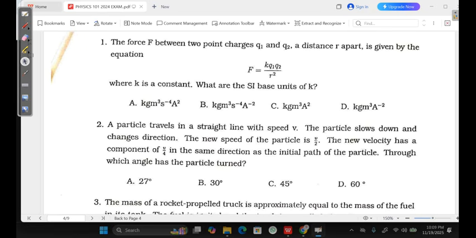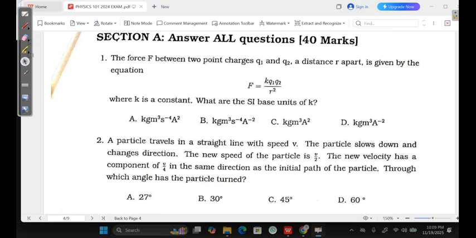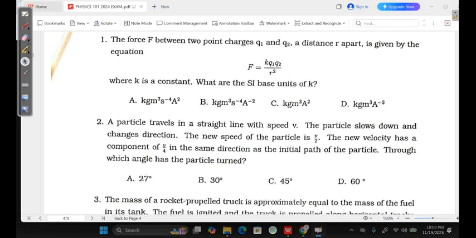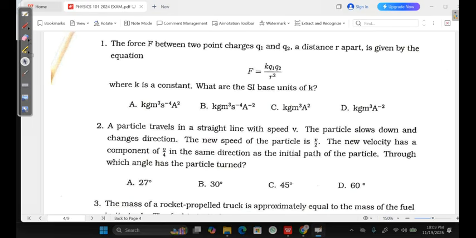So this is section A, which always has 40 marks. So it's 20 questions, and one question has got 2 marks. The question goes like this: the force F between two point charges q1 and q2, a distance r apart, is given by the equation F is equal to k times q1 times q2 over r squared, where k is a constant.